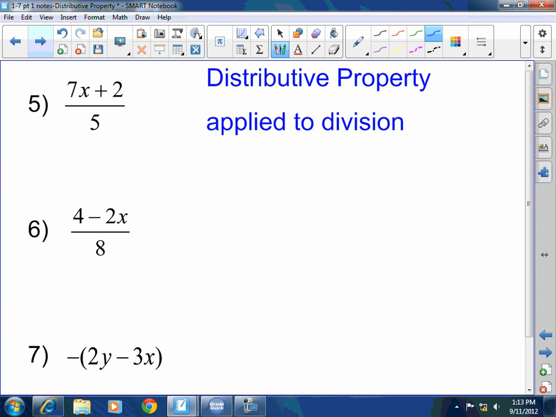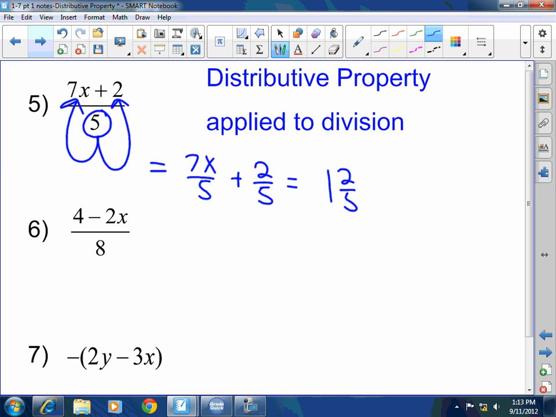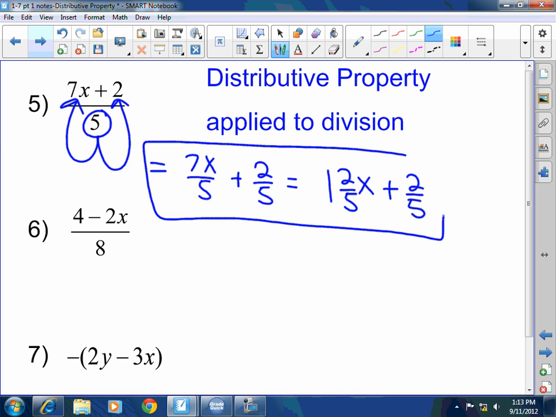In this case, gentlemen, the 5 gets divided into the 7x, and that 5 gets divided into the 2 as well. It is exactly the same as regular distributive property for multiplication, except it's division. You're just dividing it. It's no big deal. So the answer to this bad boy would be 7x divided by 5 plus 2/5. If I asked you to put everything in mixed number, then that would be 1 2/5 x on the numerator plus 2/5. Either or would work. It just depends on whether or not I asked for a mixed number.